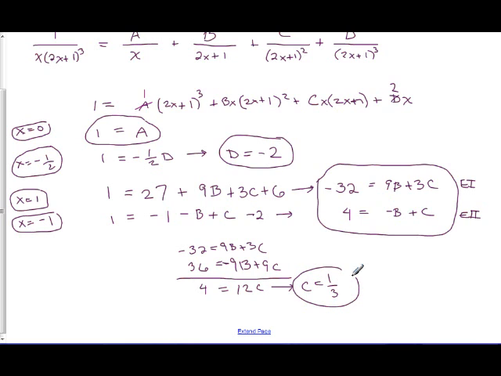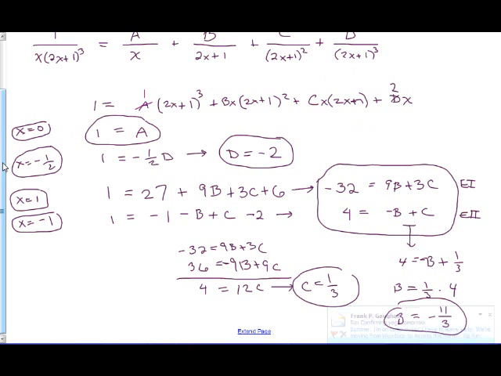And now, using c equals a third, let's take this. If c is equal to a third, that's 4 equals minus b plus a third. So b is equal to 1/3 minus 4, which is equal to minus, what is that, 12 thirds, 11 thirds, is that it? And there we have it, b is equal to minus 11 thirds. Okay, so now, let's go back up here and rewrite that.